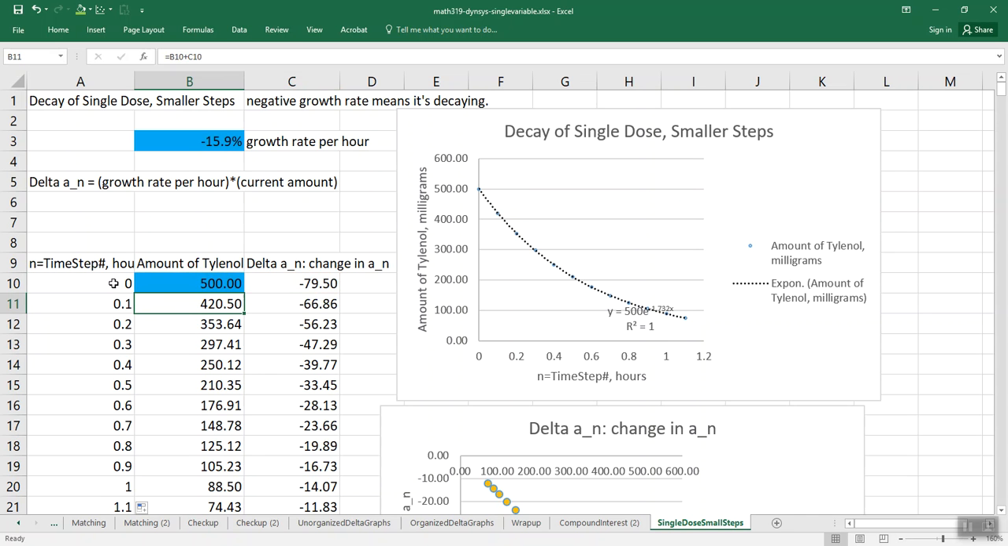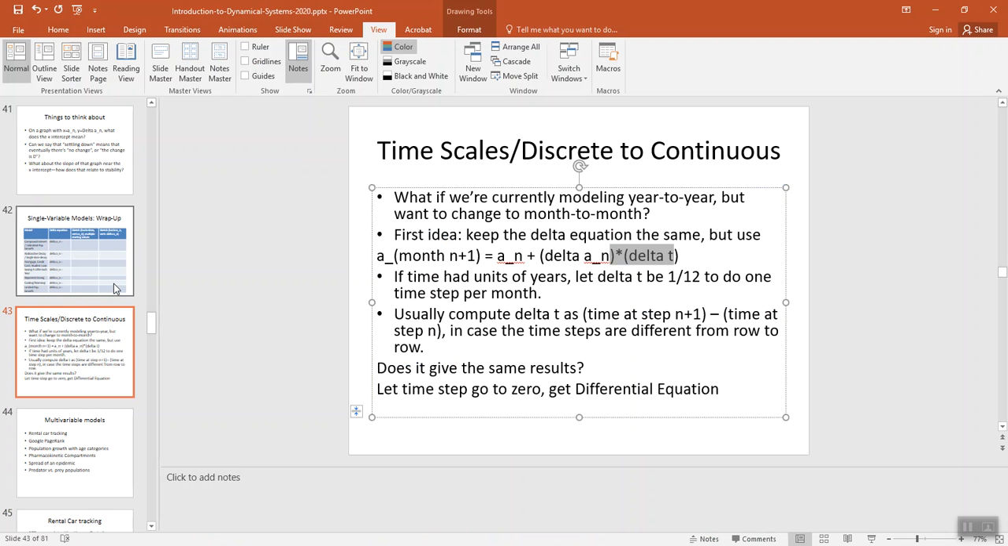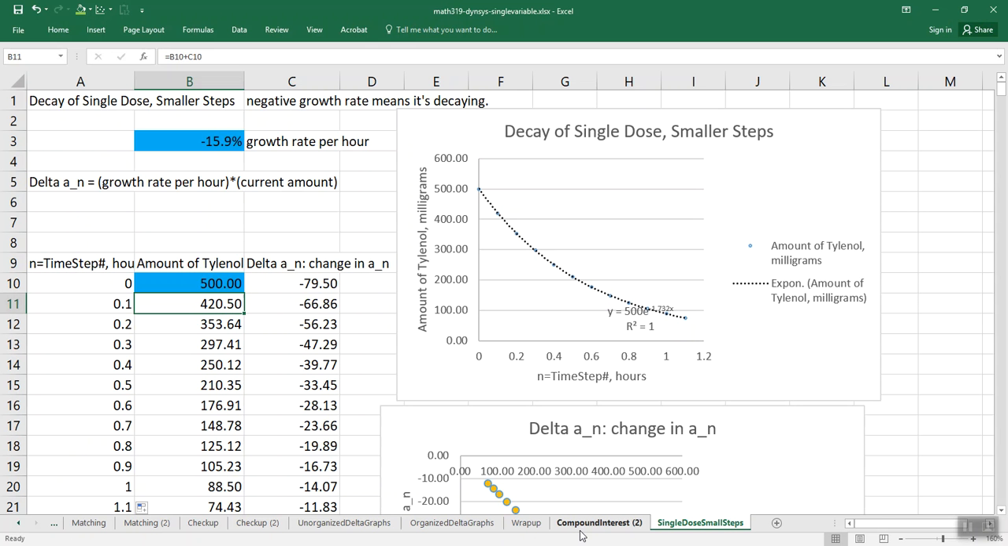If you keep making delta t smaller and smaller and do some by-hand symbolic work, what you get is a differential equation, which is also itself a lot of fun. And do you end up getting exactly the same results? Let's go take a look.